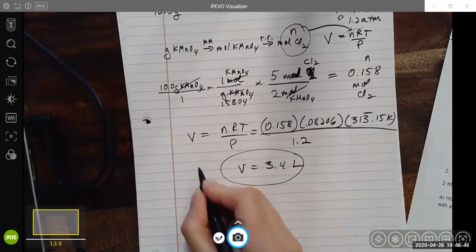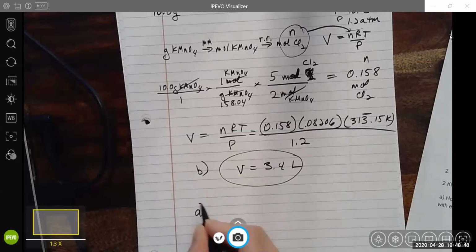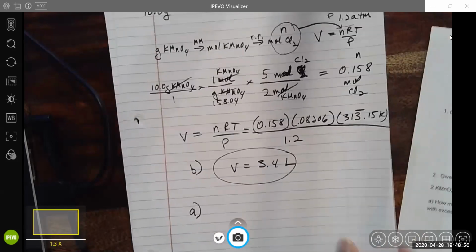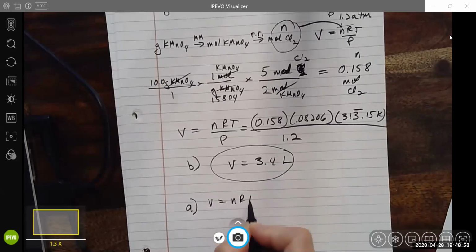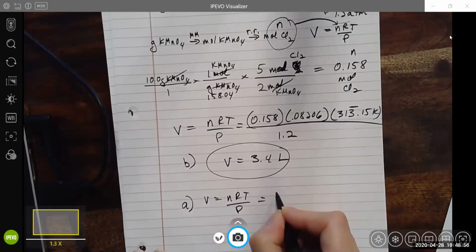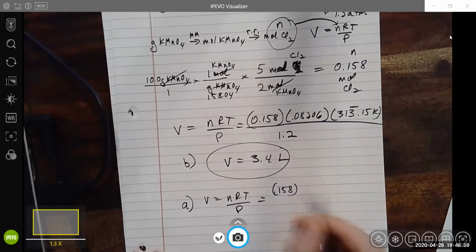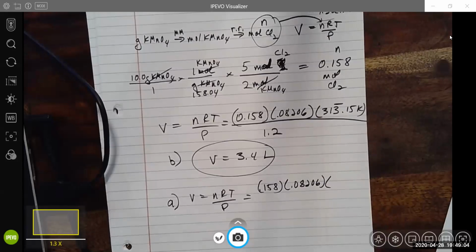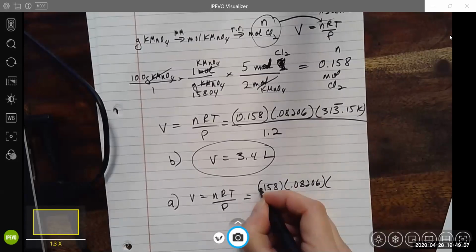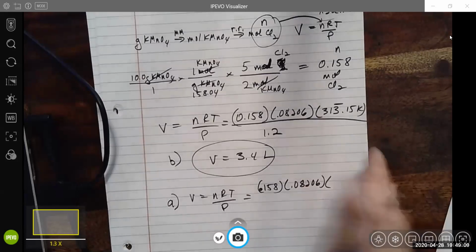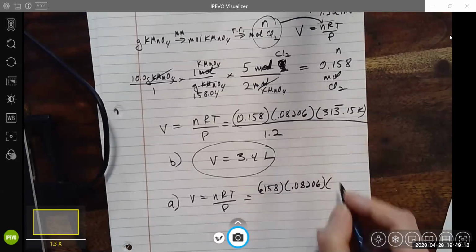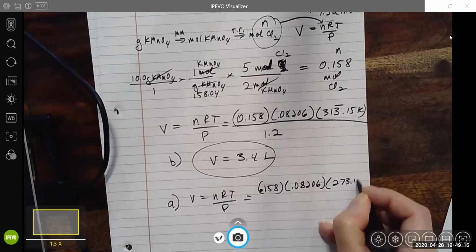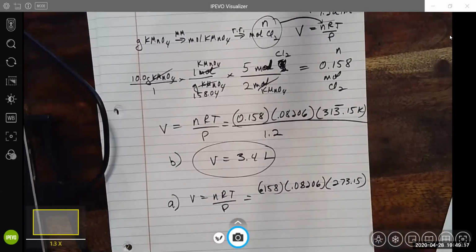So this was for problem B. For problem A, when we plug in, we'll still have volume equals nRT over P, and n will still be our 0.158 moles we calculated. We'll still have R, but now the temperature is from STP, and standard temperature and pressure is at 0 degrees Celsius, which in Kelvin is 273.15 Kelvin, and standard pressure is 1 atmosphere, so that's 1. So that's where that comes from.